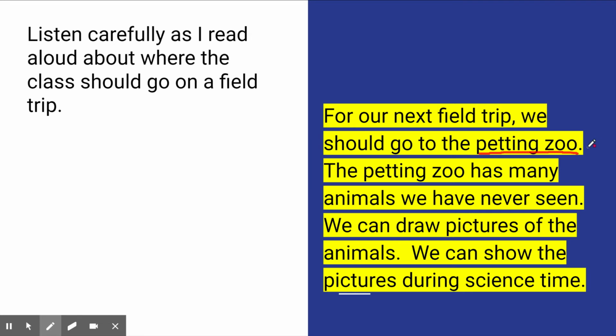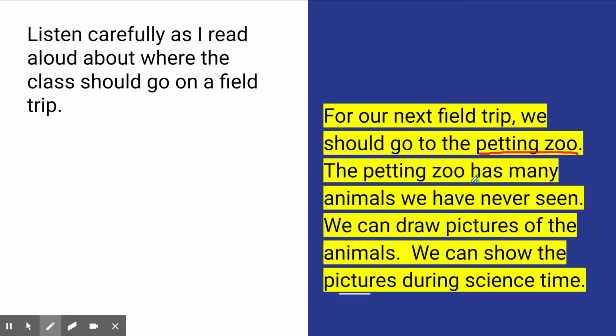So now we have the important idea underlined in red. Now we're going to underline the reasons the author wants to go to the petting zoo. So the important idea is going to the petting zoo. Here are the reasons for going to the petting zoo.